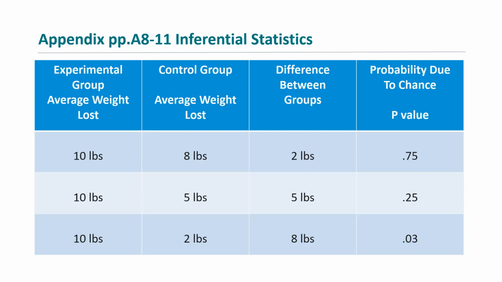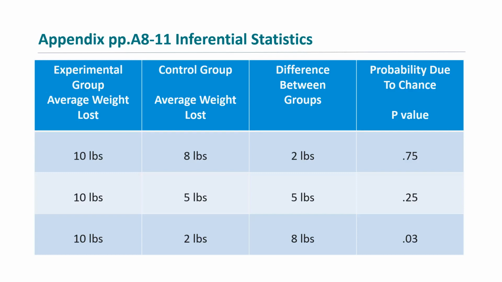There's a 5 pound difference. The control group only lost 5 pounds. So there's 5 pounds difference. This seems like a pretty good difference. The p-value ends up being 0.25. Tells me there's a 25% chance, only 25% chance of arriving at these numbers if my pill didn't work.